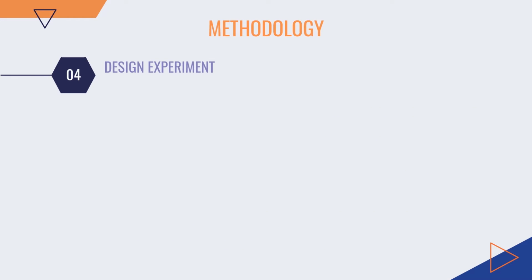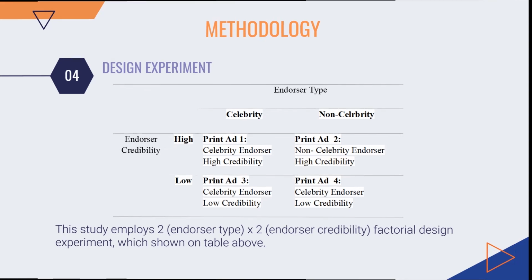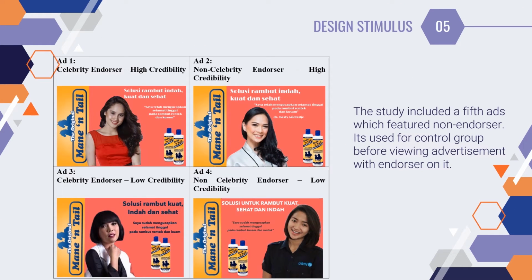Design experiment. This study employed 2 endorser types combined with 2 endorser credibility levels in a factorial design experiment, which is shown in the table above. Design stimulus. This study used 4 print ads according to the factorial design. This study also includes ad 5, featuring a non-endorser. It is used as a control group before viewing the advertisements with an endorser on them.